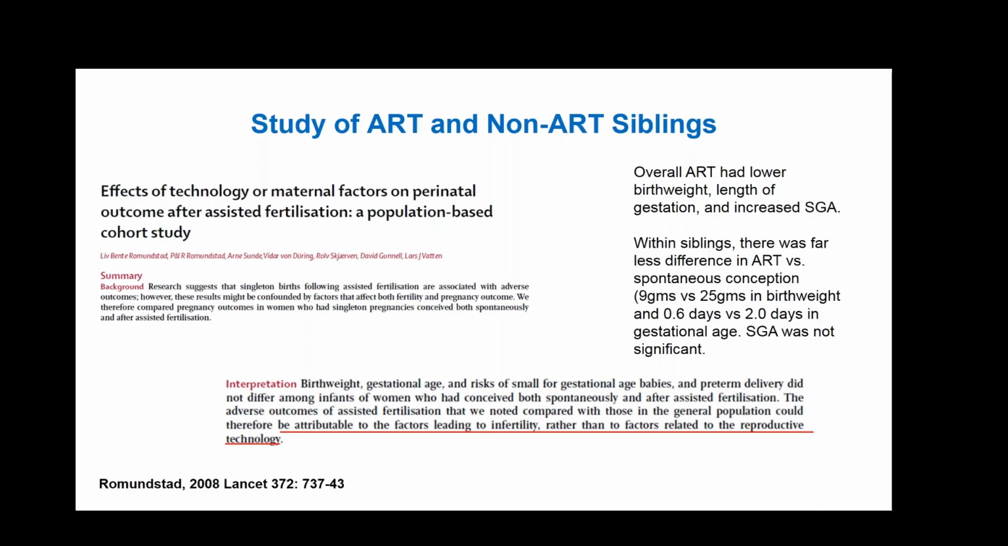However, when the data were compared within women, that is to say, from one pregnancy to the next within the same woman, using her as her own control, the difference was far less pronounced. 9 grams of weight versus 25 grams overall in weight, and 0.6 days versus 2 days in gestational age. The authors concluded that much of the observed adverse outcome with ART might be explained by attribution to the underlying infertility. So while they still saw some difference with ART, that difference was far less pronounced.